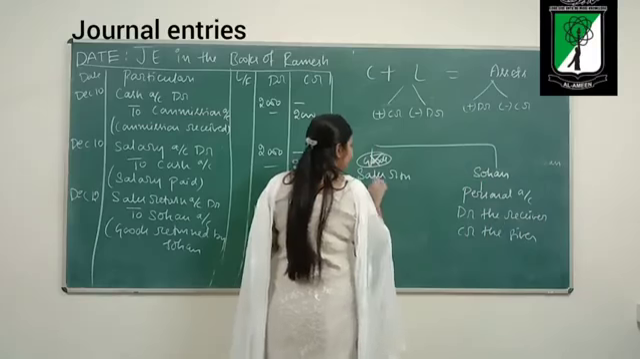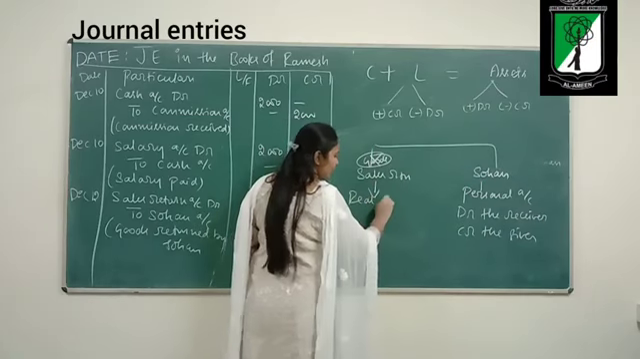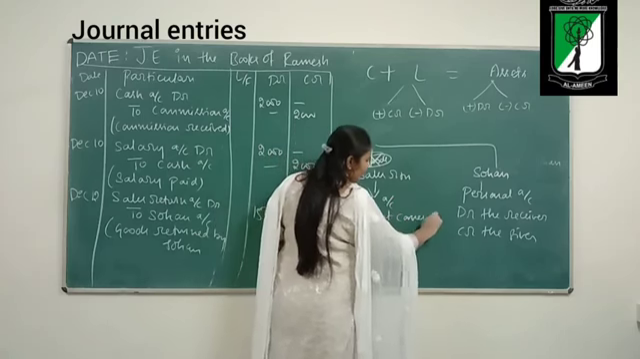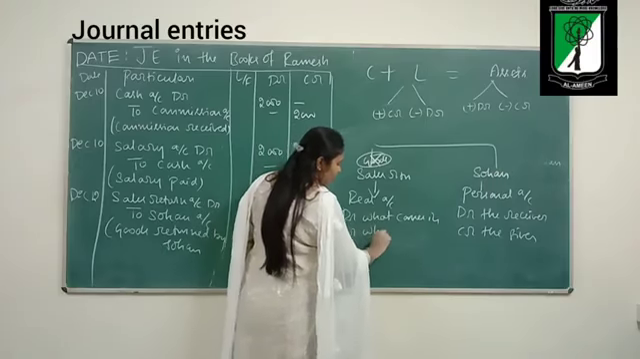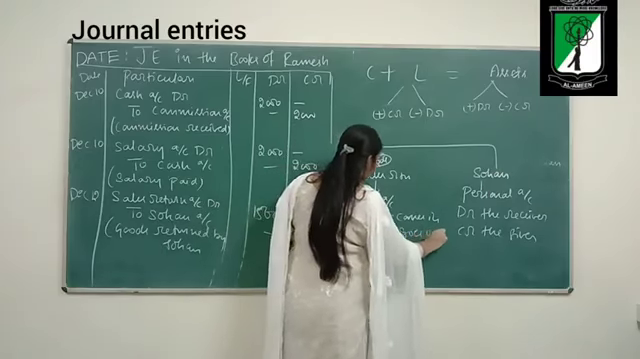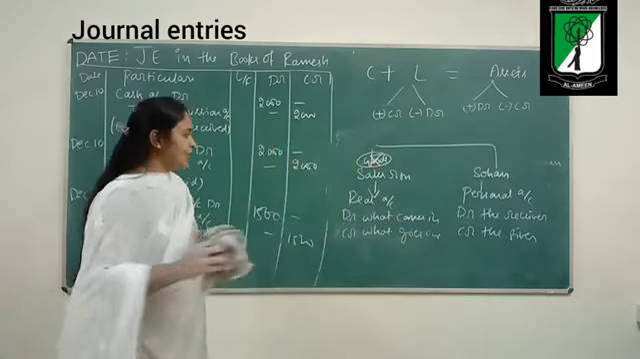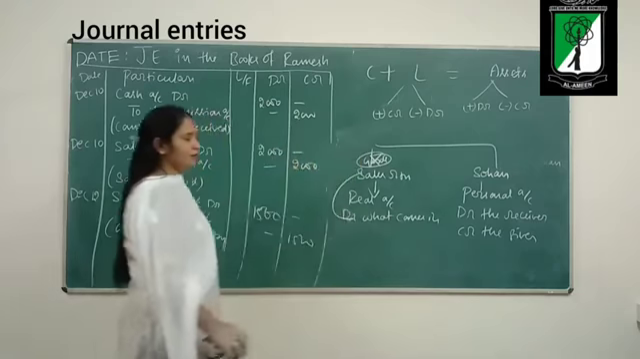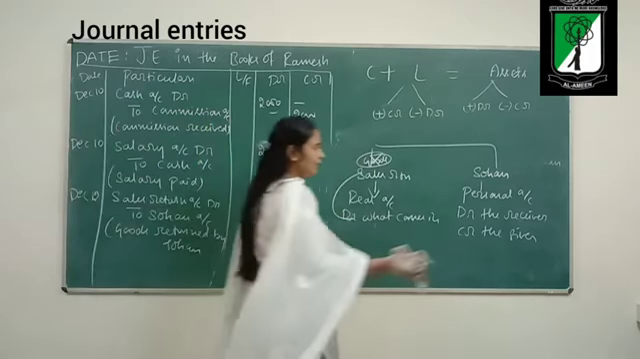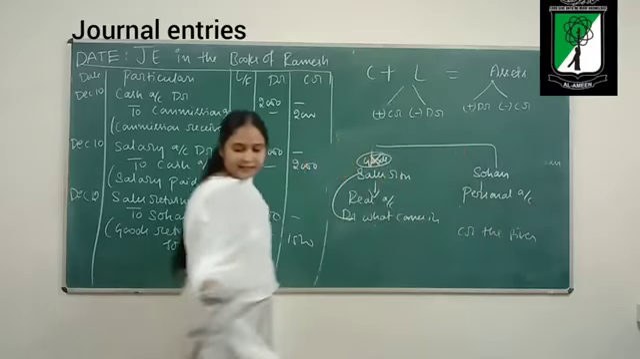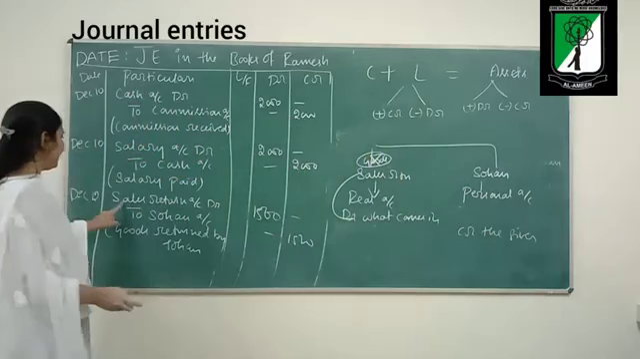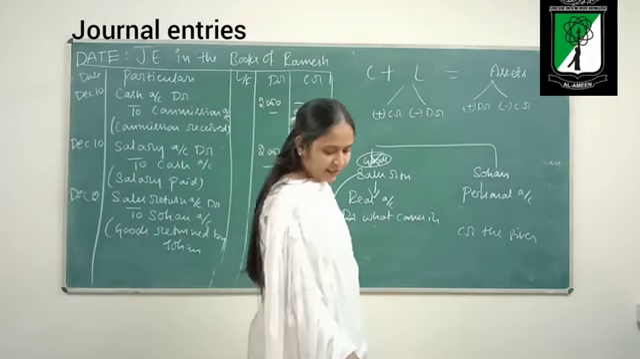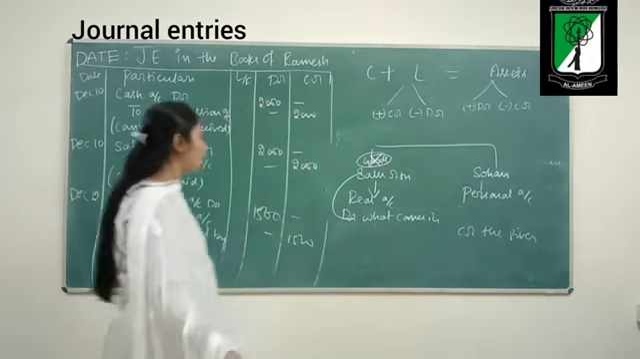So, he is returning goods. Goods is an asset. Which account rule? Real account rule. Debit what comes in, credit what goes out. So, what is happening here? Sohan is returning goods. It is coming in. So, I consider the debit aspect. Debit the receiver, credit the giver. Sohan is the giver. He is returning goods back. So, what is the journal entry? Sales return account debit to Sohan account.